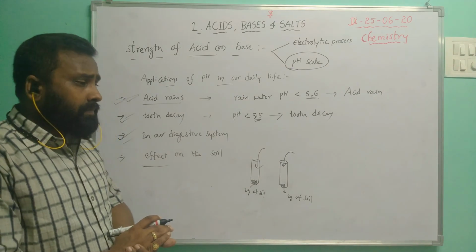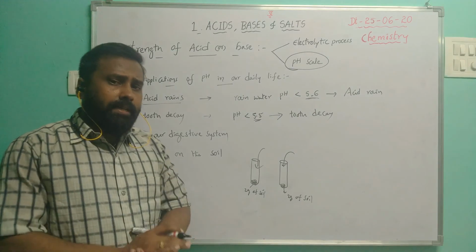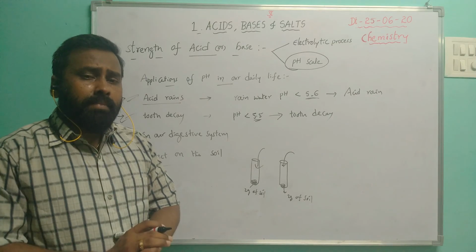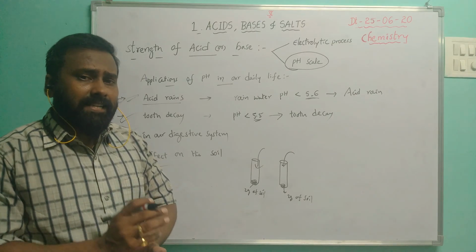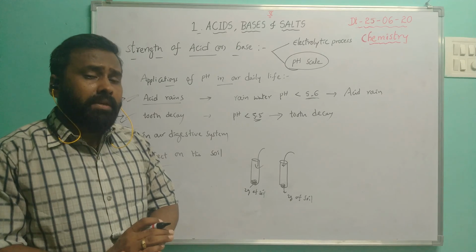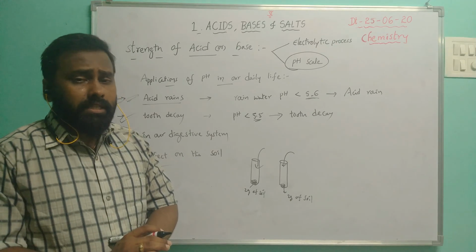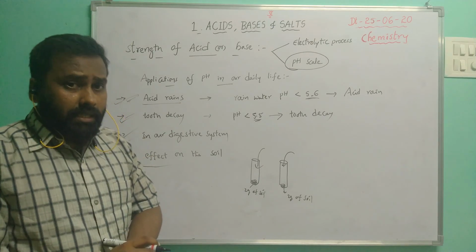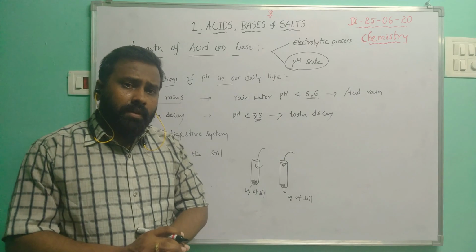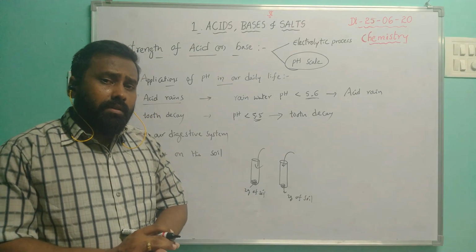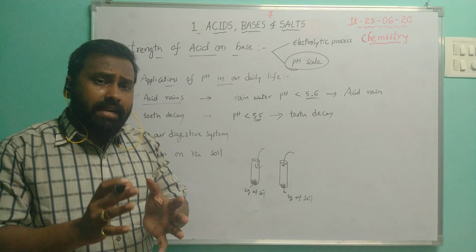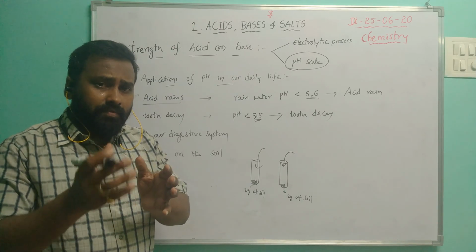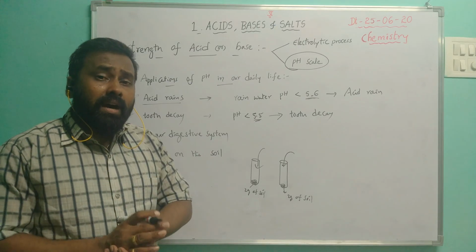If the soil is acidic, then the farmer can treat the soil in his field using basic substances like lime, calcium carbonate CaCO3, and also CaO, calcium oxide. If the soil is basic in nature, the farmer can treat the soil in his field using organic manure.